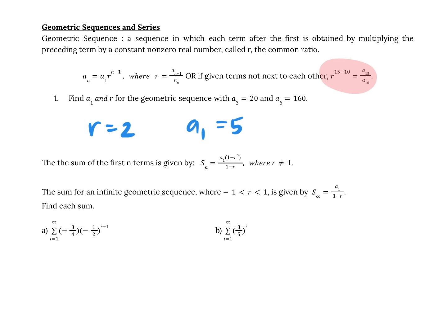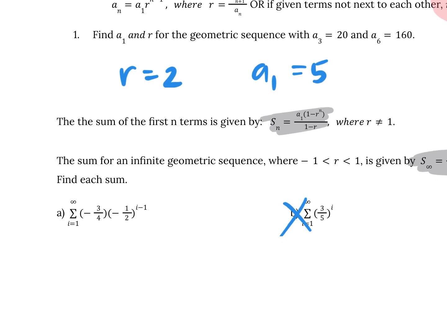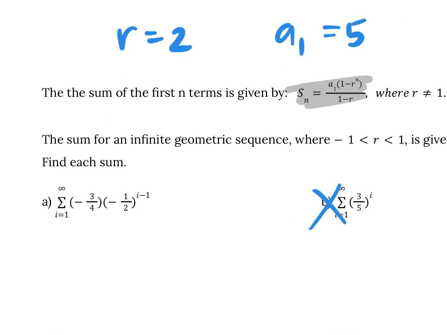And then I'm going to go ahead and do letter A. We'll skip letter B. Okay, so these are two formulas that are on your formula sheet as well. The sum of the first n terms and the sum of the infinite geometric sequence are given by these two formulas right here. And so I need the first term and the rate if I'm trying to find the infinite sum. So I want to find my first term, so that means I'm going to plug in positive 1 to find my first term. So I've got negative 3/4 times negative 1/2 to the 1 minus 1 power.